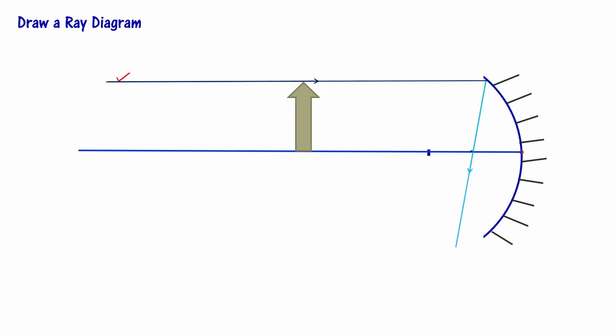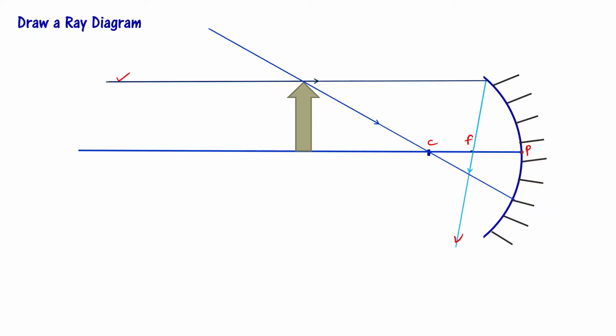parallel line డ్రా చేసాం. parallel ray ఉంటే గనక the reflected ray is going to pass through the focus, right? Rule 1 apply చేస్తే we are going to get the reflected ray like this, right? Now I want to use rule number 3. Rule number 3 ఏమని చెప్తుంది?